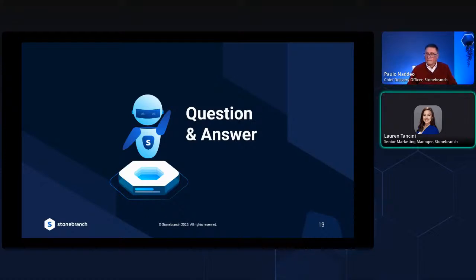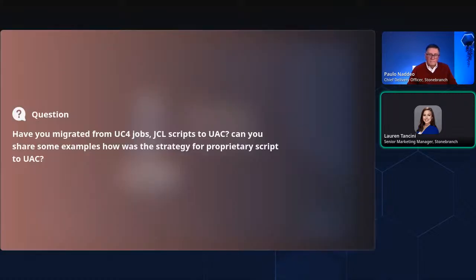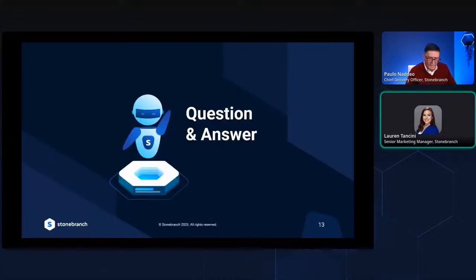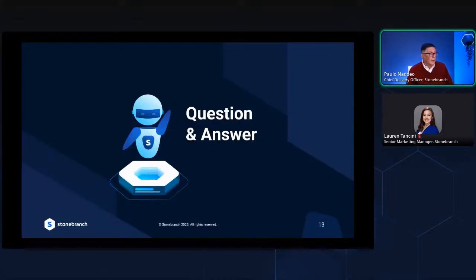Okay, we covered this some with the IBM one, but have you migrated from UC4 jobs, JCL scripts to UAC? Can you share some examples of how the strategy for proprietary scripts to UAC works? Yes, very good question. UC4 has a mechanism to write scripts, and the more you use it, the more you're tied to the tool, right? Converting those scripts is no walk in the park.